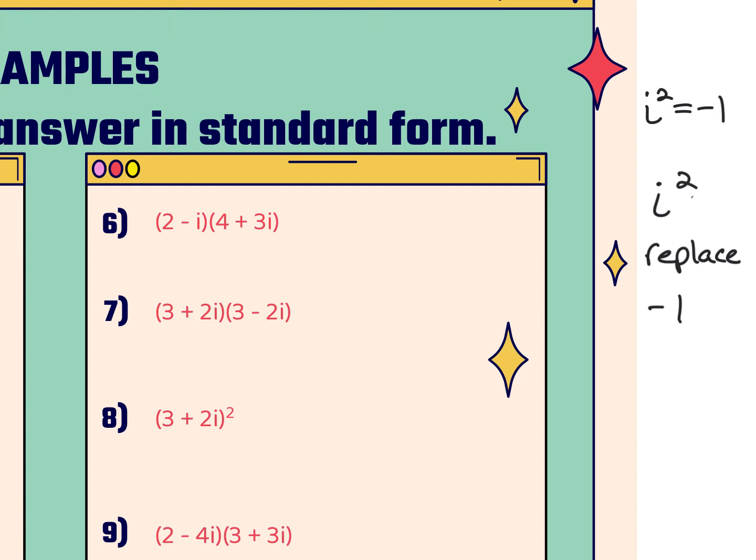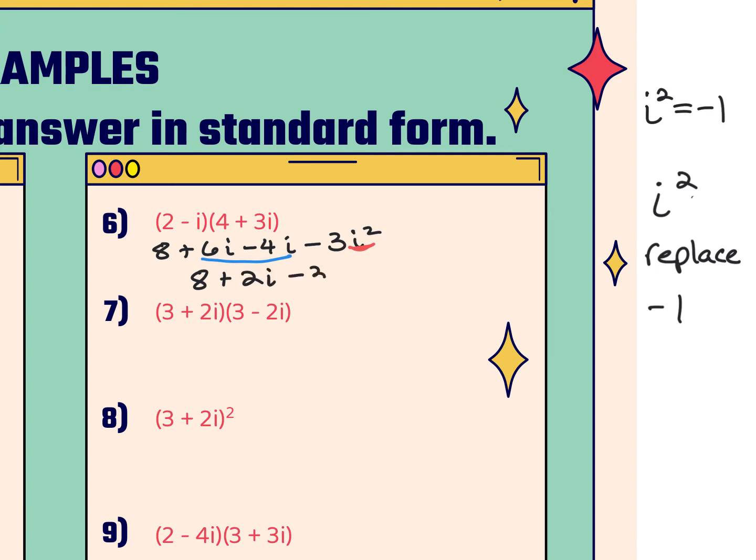So I'm going to FOIL. First is 2 times 4 is 8. Outside gives me plus 6i. Inside gives me negative 4i. And last gives me negative 3i squared. So now I can replace the i squared with negative 1. And I'm also going to combine my outer and my inner. So this will become 8 plus 2i.